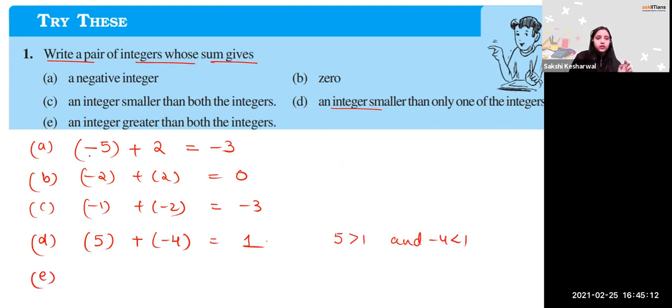Coming to the E part, what does the E part say? An integer greater than both the integers. It means you just add the integers, right? If you add two positive numbers, you will always get a positive answer. So if I say 2 plus 3, which is equal to 5, 5 is greater than 2, and 5 is greater than 3.